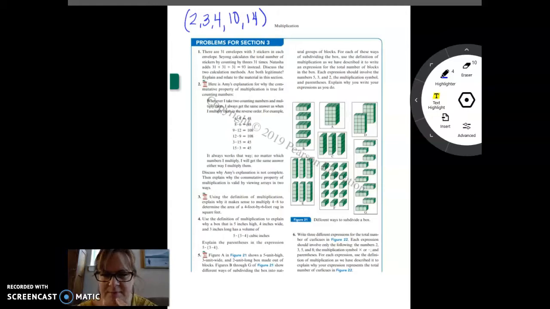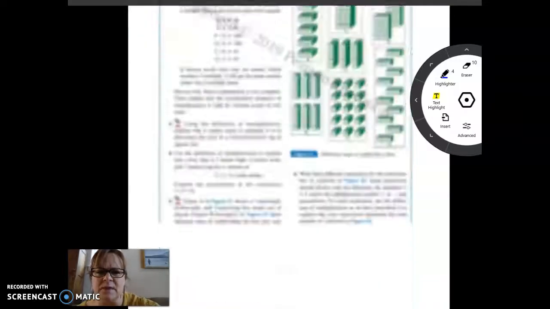So this is chapter 4, section 3, or 4.3. You were assigned numbers 2, 3, 4, 10, and 14. So let's get to it.